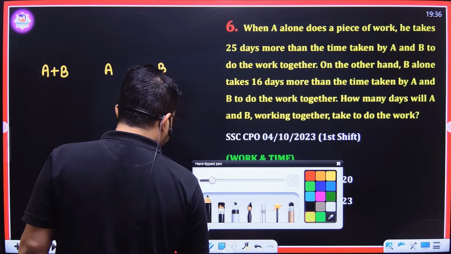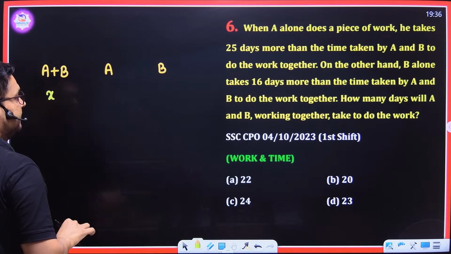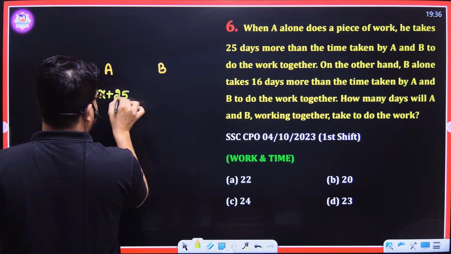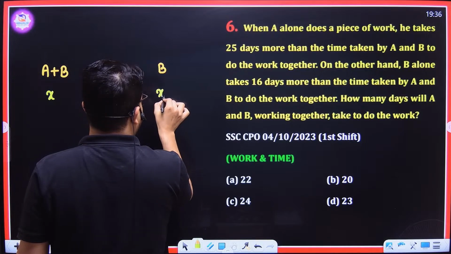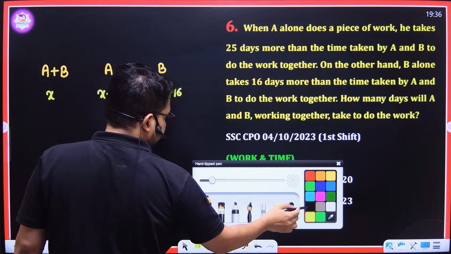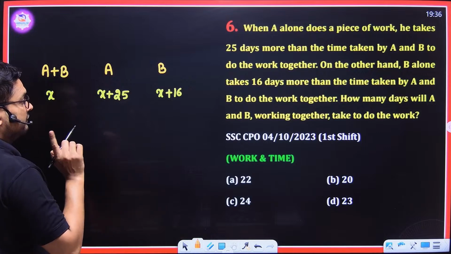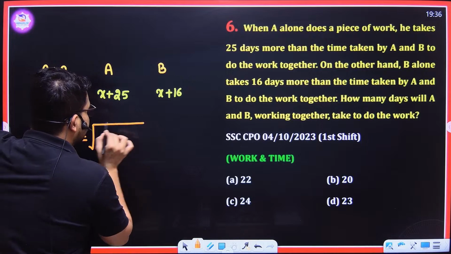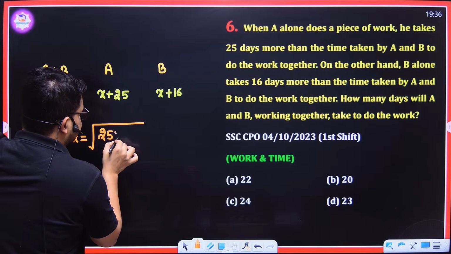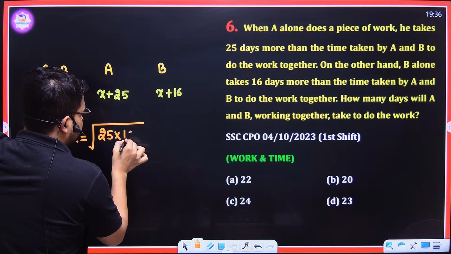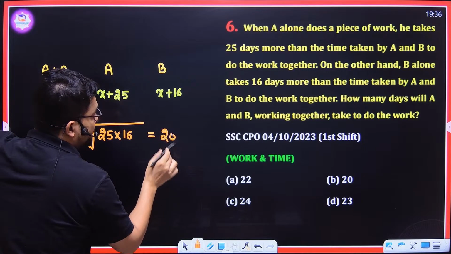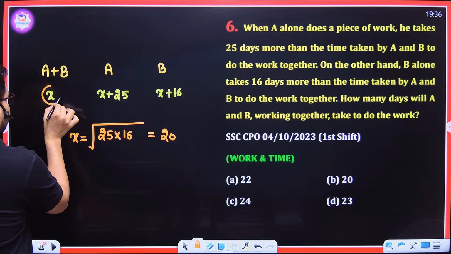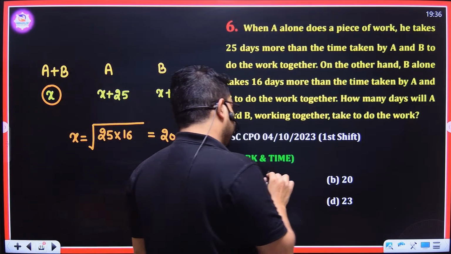The relation is that if A plus B takes x days, then the number of days taken by A is x plus 25, and the number of days taken by B is 16 more than A plus B. I will tell you the basics of this question in the time and work chapter, but here I will use a trick. The value of x can be calculated as the square root of 25 into 16. X is equal to 20 here, and we have to calculate the number of days taken by A and B together, that is x. So x is equal to 20, so 20 is my correct answer, option number B.